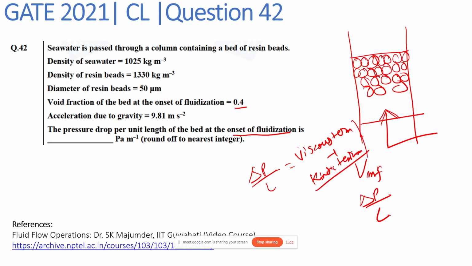If the flow is laminar, then the viscous term will be dominant, and if the flow is turbulent, then the kinetic term will also come into play. So this was just some basic theory that we will be looking at.